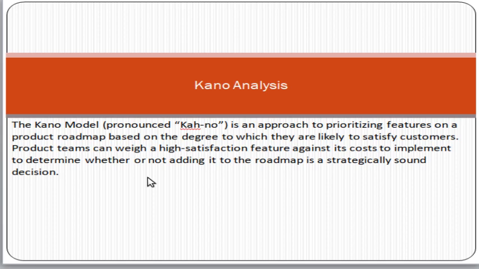So now, the concept of Kano analysis is basically an approach for prioritizing the product backlog, and it compares the features or requirements of a user with respect to the satisfaction level along with the cost. So this is the main concept here.